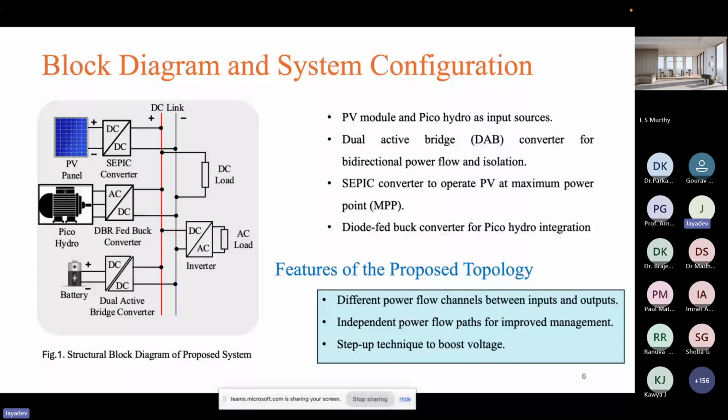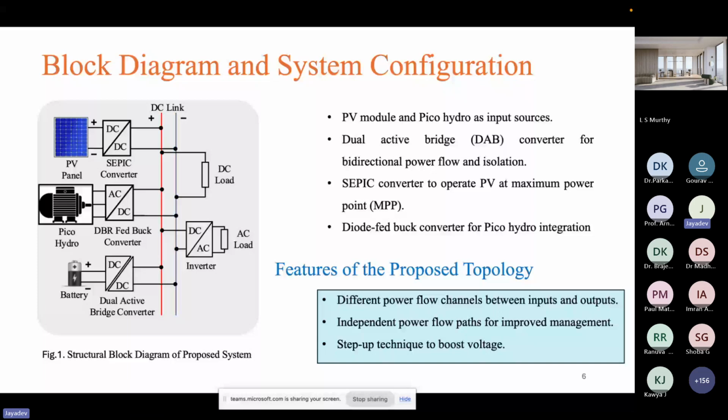So we are designing this at a low DC link voltage, around 220. That's why we need a buck converter here. After converting the AC to a DC quantity, we'll step down the DC voltage to the required DC link voltage, and we'll integrate this to the DC link.